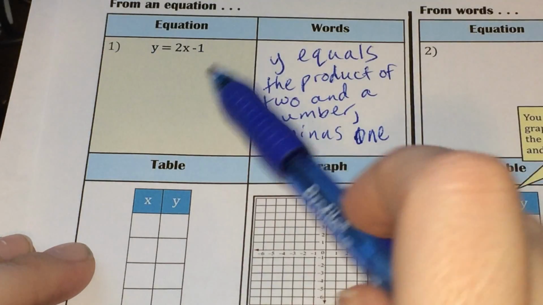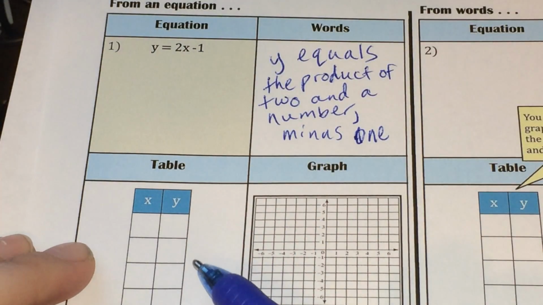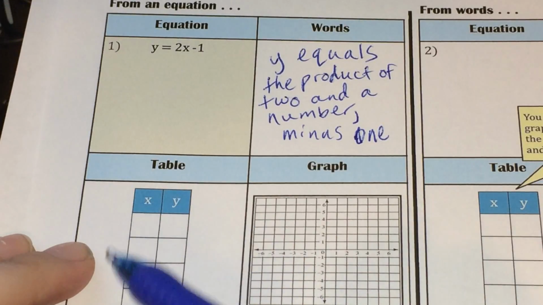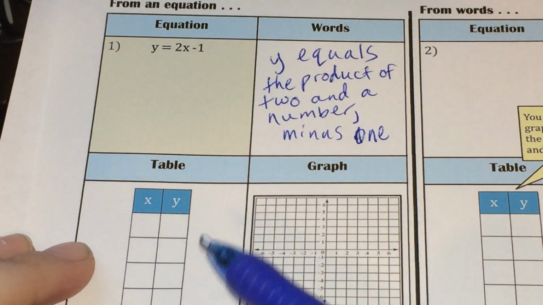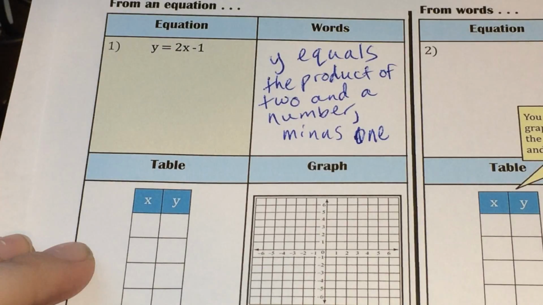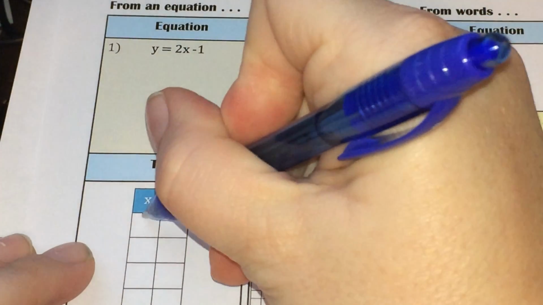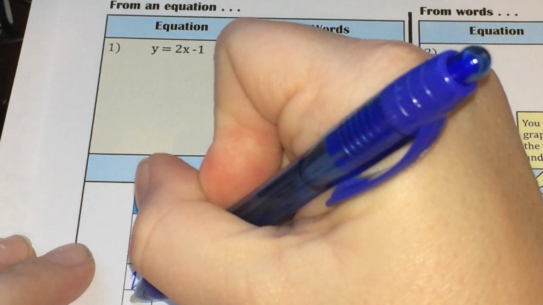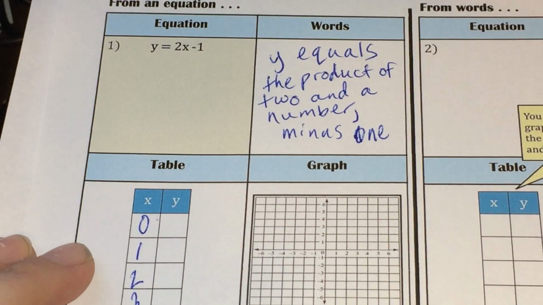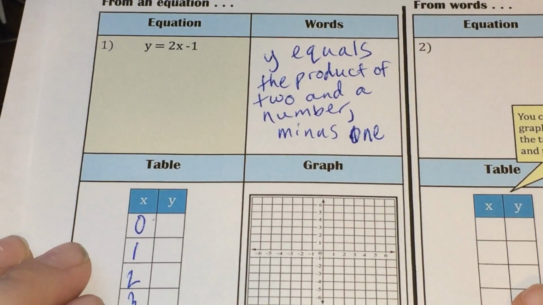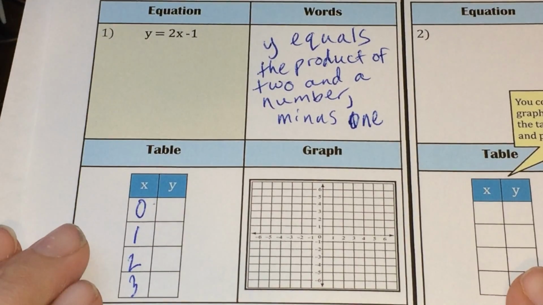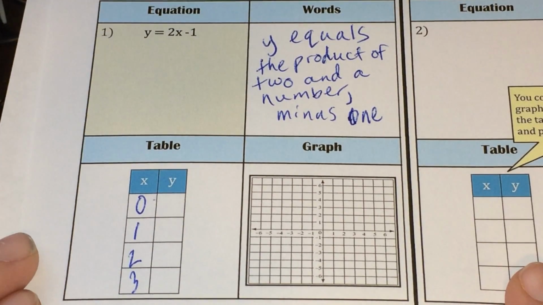Now, to fill in a table, if you're given an equation and you need to make a table from it, or need to choose a correct table, here we don't have any x values, so we're going to choose our own, and let's go ahead and choose some easy ones. We'll do 0, 1, 2, and 3. And let's go ahead and start plugging in those x values and see what we get for y.